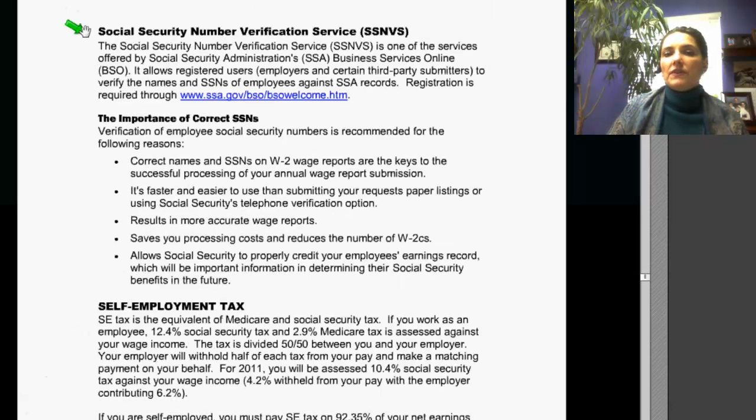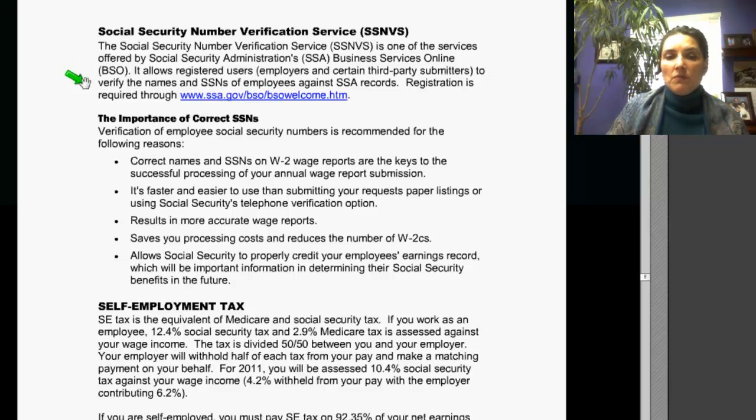Social Security Number Verification Service. The Social Security Number Verification Service is one of the services offered by the Social Security Administration Business Services Online. It allows registered users, that is employers and certain third-party submitters, to verify the names and Social Security numbers of employees against Social Security records. Registration is required through the URL you see here.